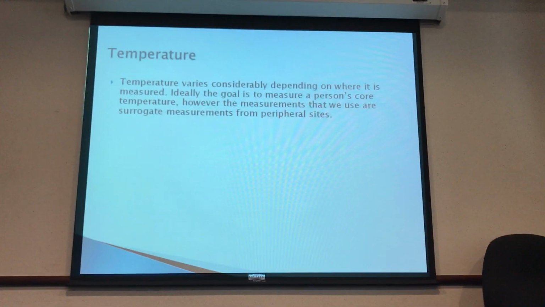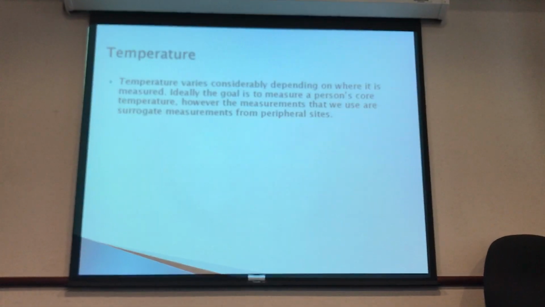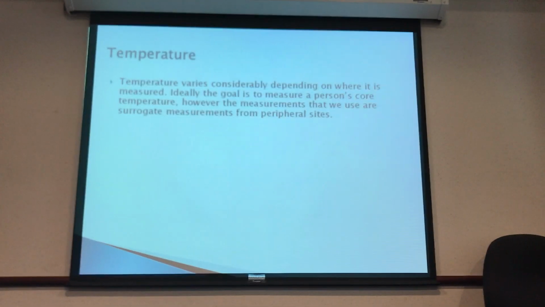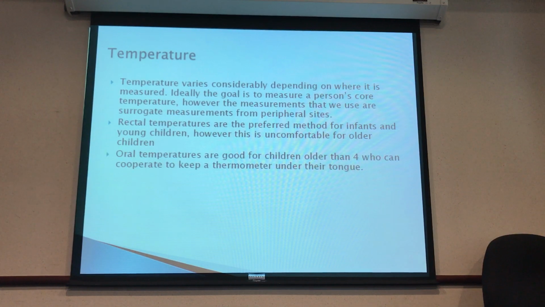So temperature varies a lot depending on where it's measured. It's not so much an age sort of thing. It's more the site. Ideally, you want to measure a patient's core temperature, but you can take surrogates from other sites. In our babies, we prefer rectal temperatures, and we'll tell parents as well while they're infants that we prefer a rectal temperature taken. Obviously, there comes a point when you're no longer doing that on your patients.